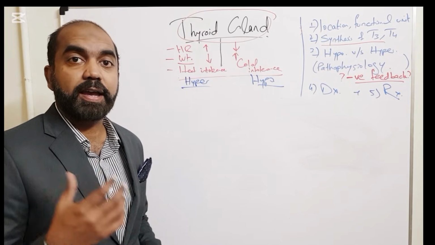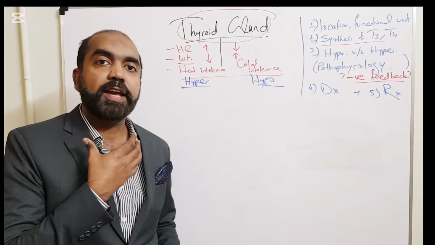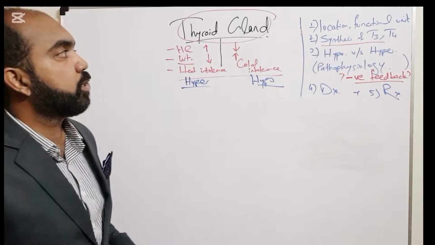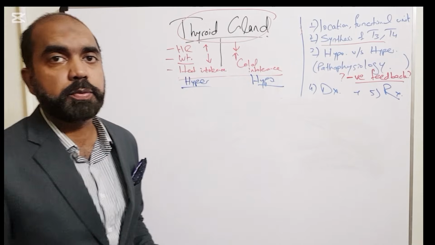The thyroid gland is an endocrine gland which is located inside the neck. It is a butterfly-shaped gland with two lobes. The structural and functional unit is a follicle, and there are numerous follicles which are filled with colloid.